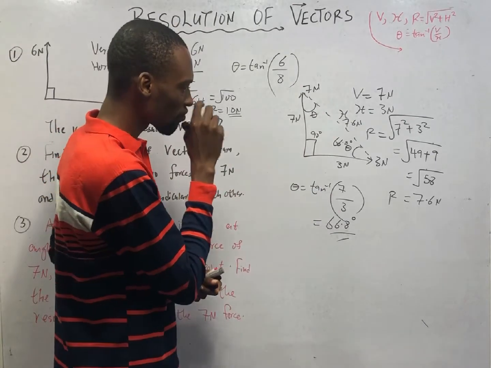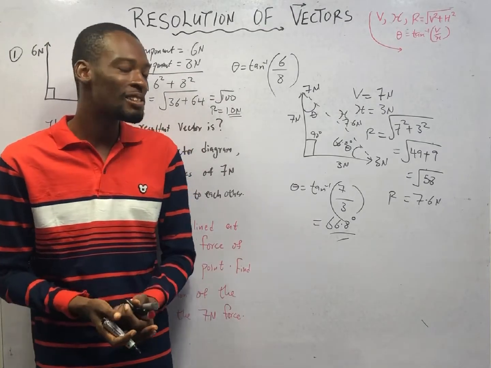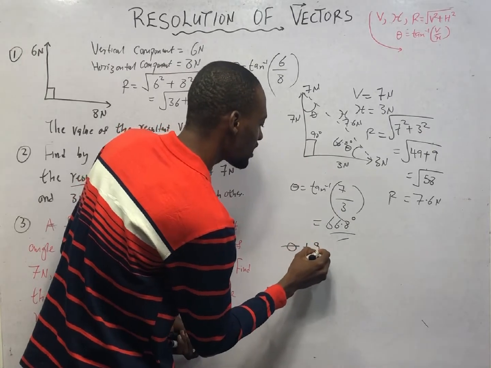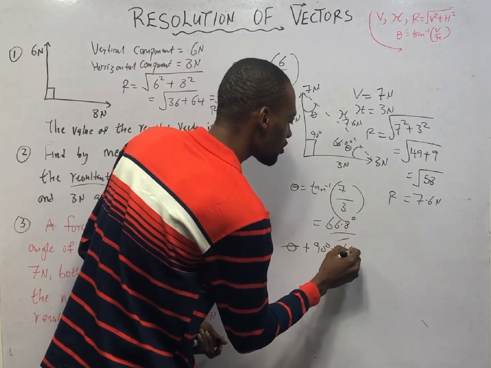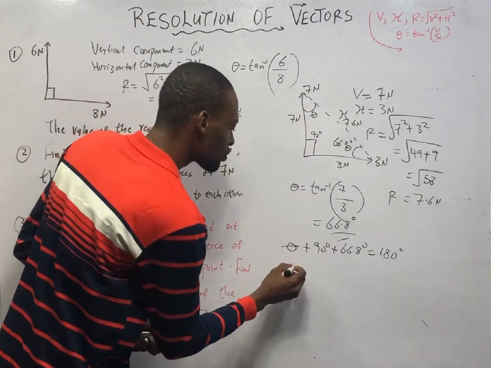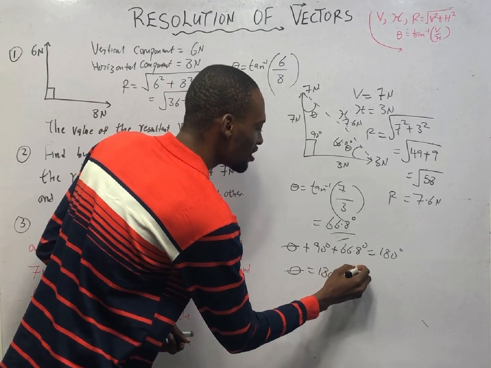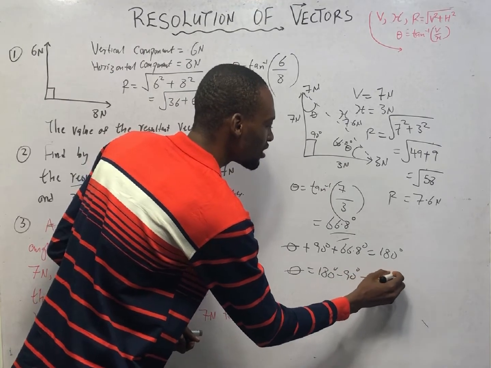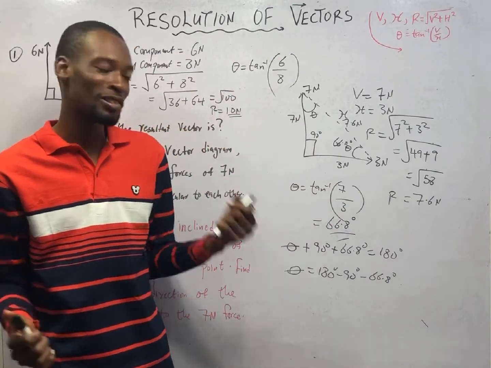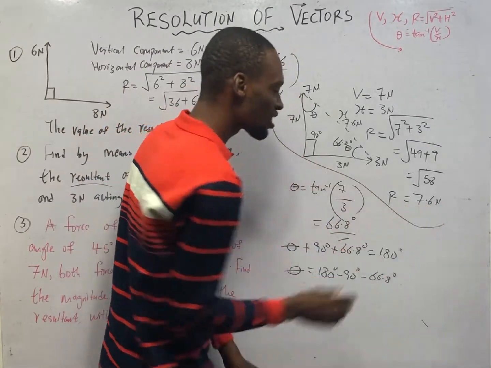Here will simply be, remember, the sum of angles in a triangle is 180 degrees. It means that this angle here plus 90 degrees plus 66.8 degrees, everything is 180 degrees. So if you are looking for this angle, it is simply 180 minus 90 degrees minus 66.8 degrees. But nobody asked us to do that. What they asked us is the resultant. So we finished what they asked us.